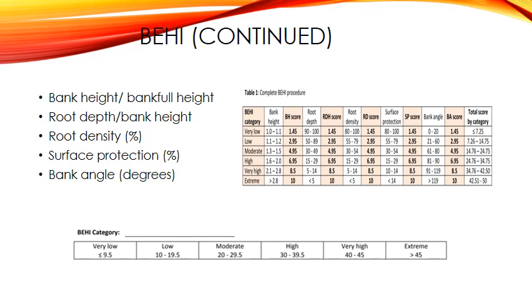related to that. The 5 components that we'll be looking at are the bank height over bankfull height, root depth over bank height, the root density, which is measured in percentage, surface protection, again measured in percentage, and the bank angle. Now, depending on the value that you get in the previous step, you'll be categorizing that as a very low, low, moderate, high, very high, or extreme BEHI index.